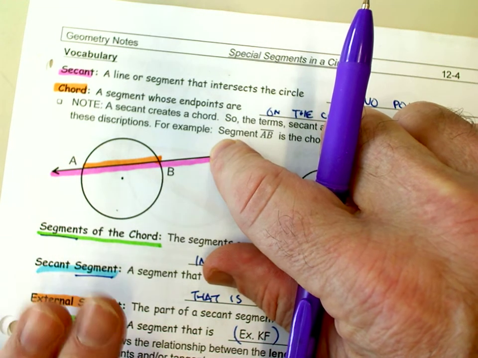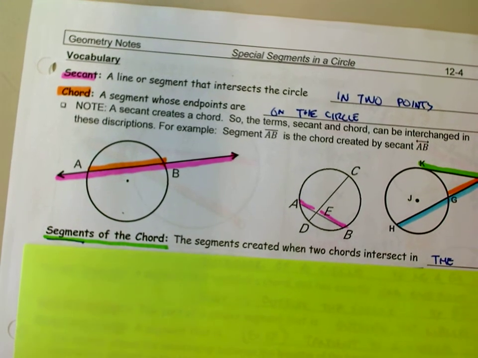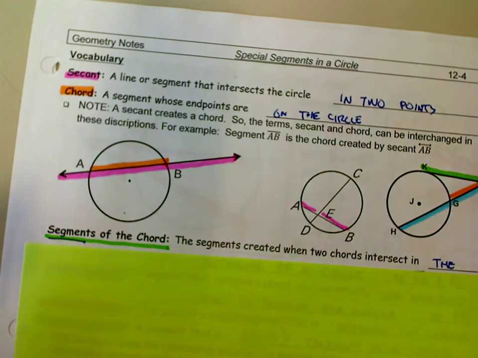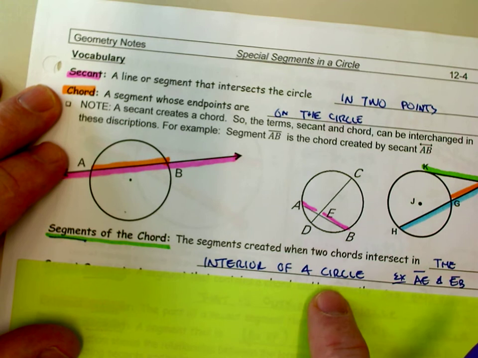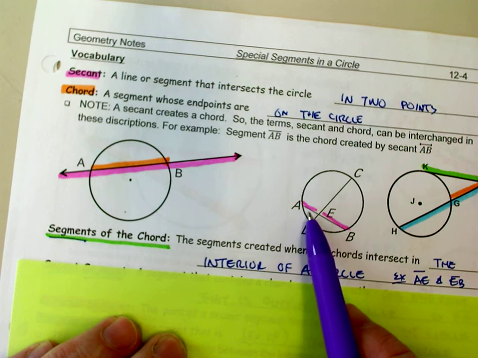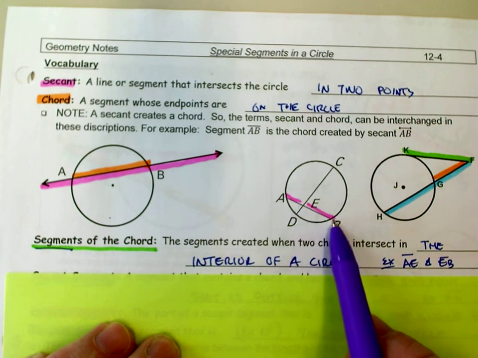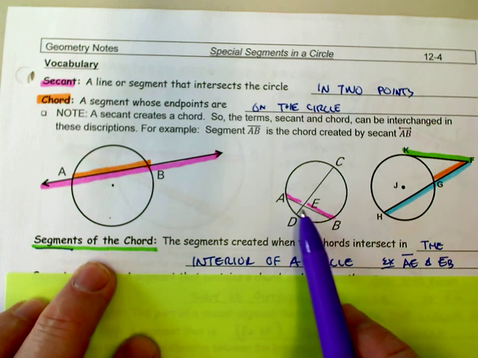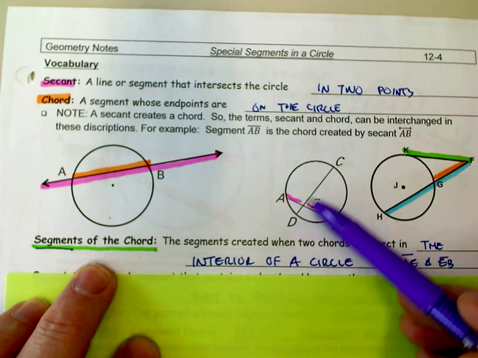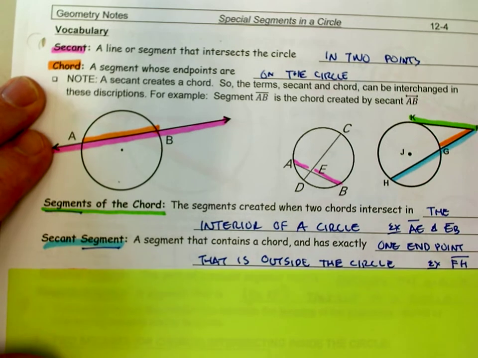Okay? So let me talk to you about some of the more terms. First one is segments of a chord. These are segments created when 2 chords intersect in the interior of a circle. And you can see here, I've highlighted those pink. Segment AE and EB are the segments of chord AB created when chord DC intersects it.